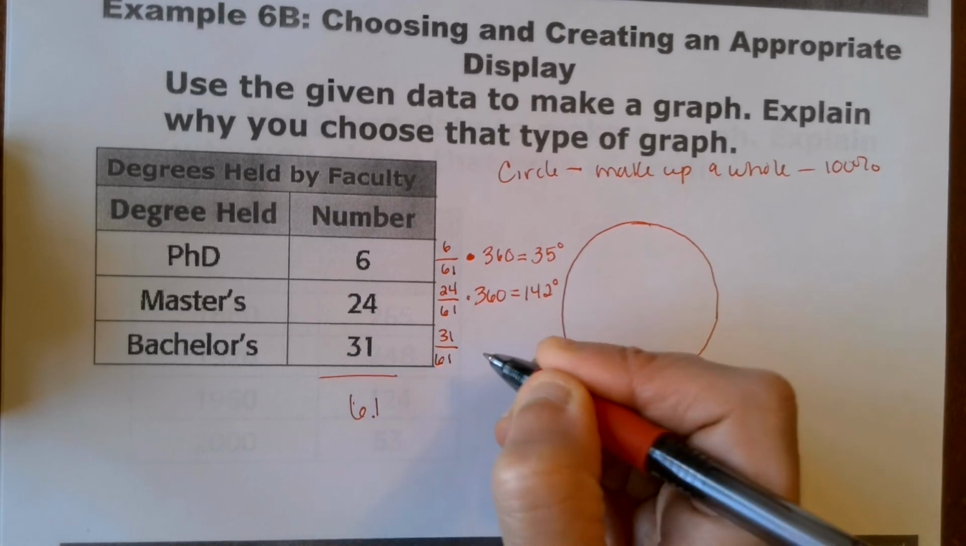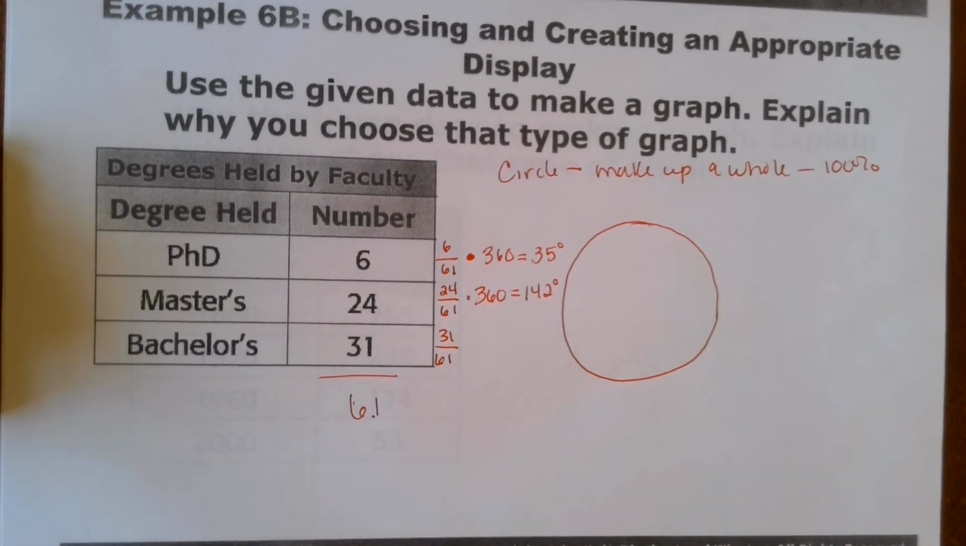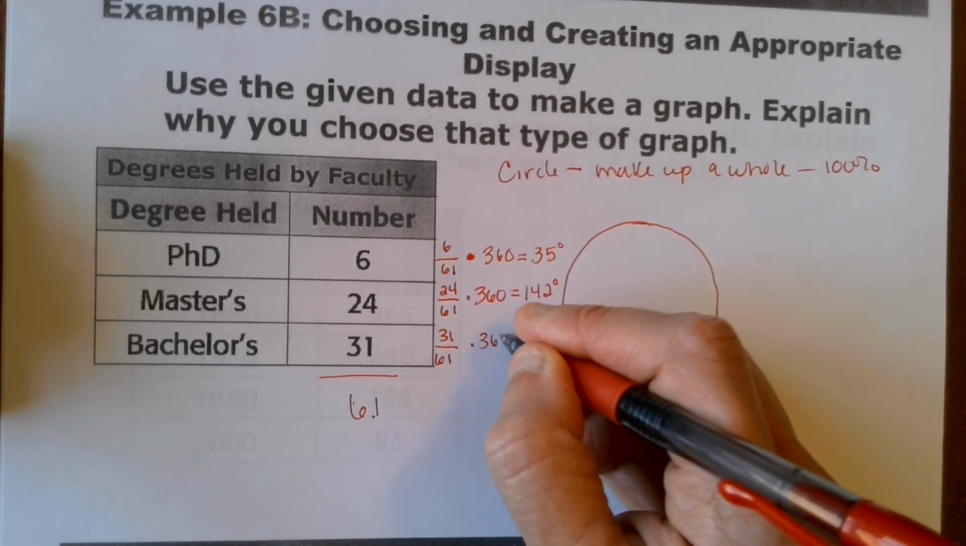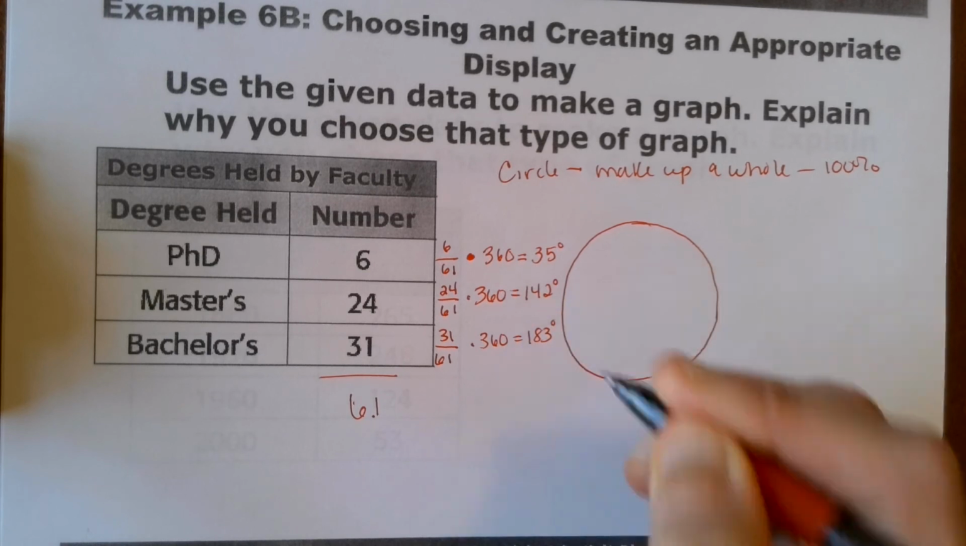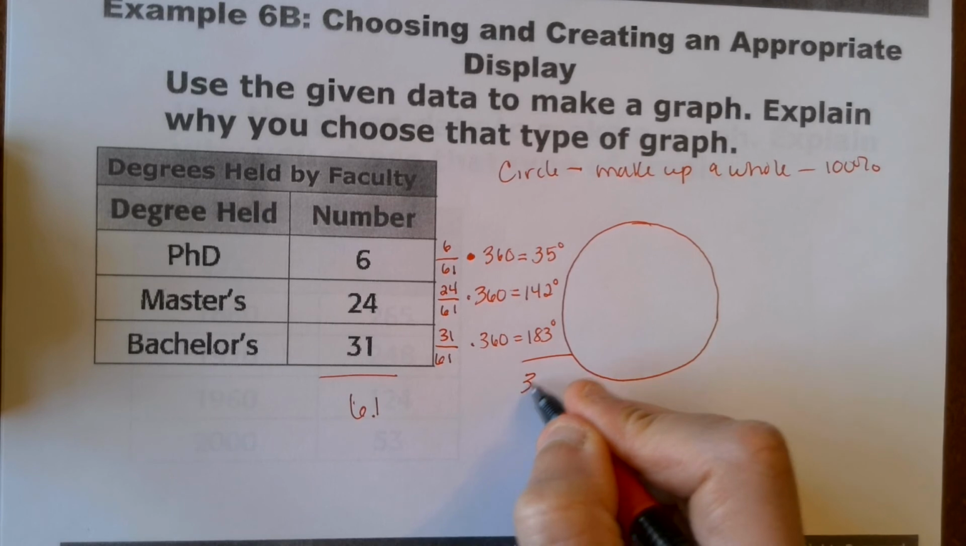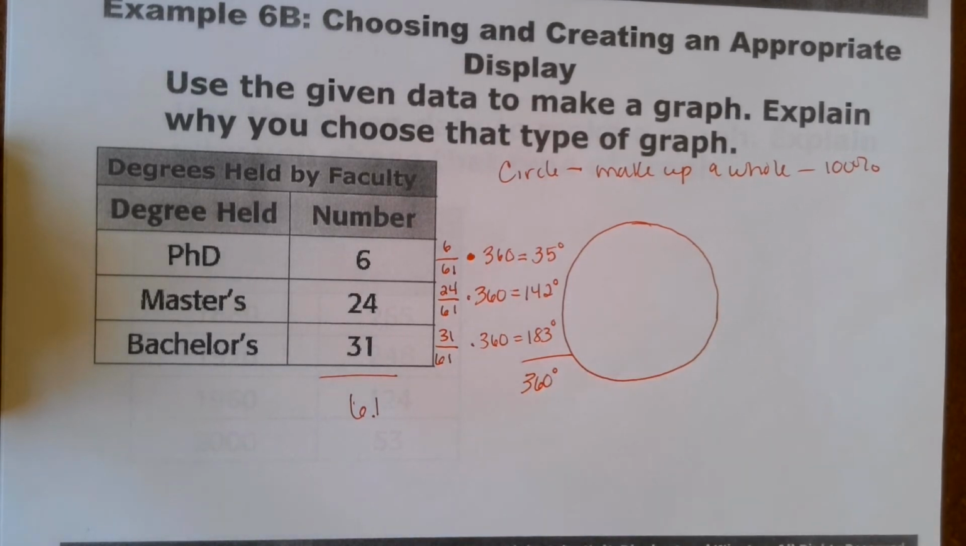31 out of 61 equals, and then multiply it by 360, and I got 183. Now hopefully they come out even because there is some rounding in here. Let's see here, 35 plus 142 plus 183 adds up to 360 degrees. Perfect. So then you're going to want to get your protractor out.